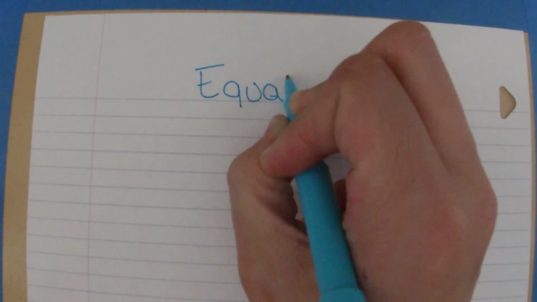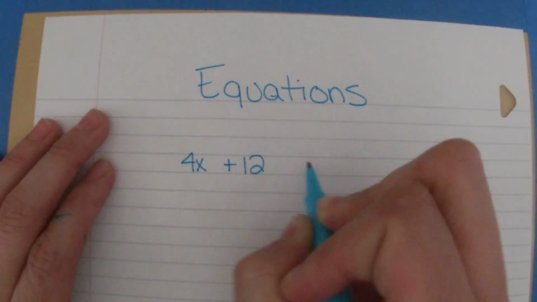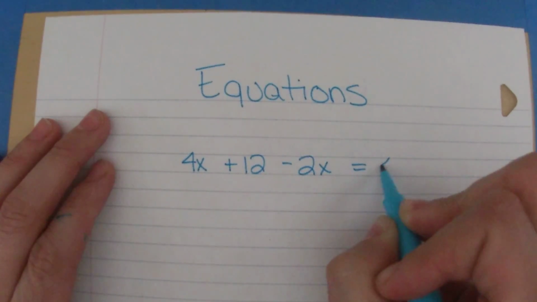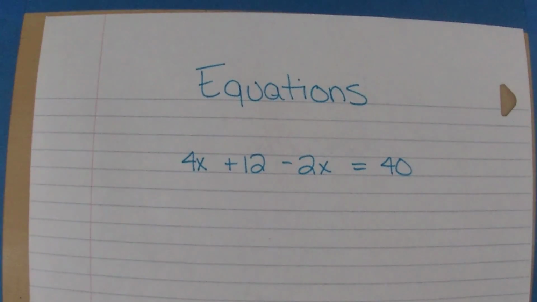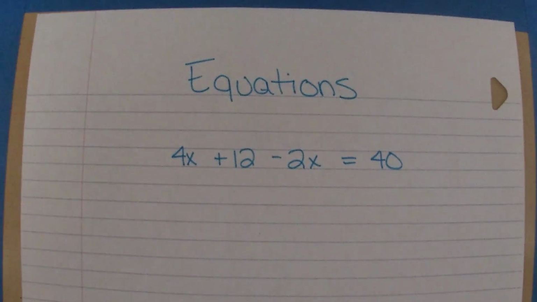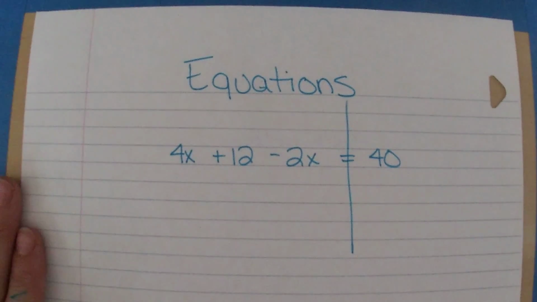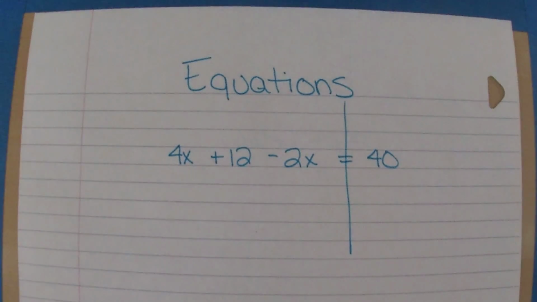Okay, so let's say we have equations, and now we're going to be talking about variables happening multiple times. So maybe we have something like 4x plus 12 minus 2x equals 40. Remember, when we are dealing with multiple variables, we have two situations. Those variables can be on the same side of an equal sign, or they can be on opposite sides of the equal sign. If our equal sign is right here, both of these variables are on the left-hand side. So they are on the same side of the equal sign.